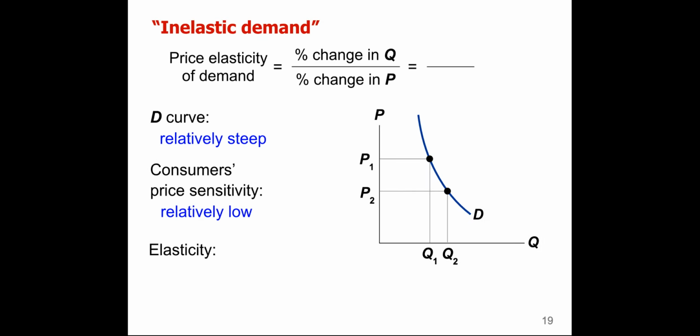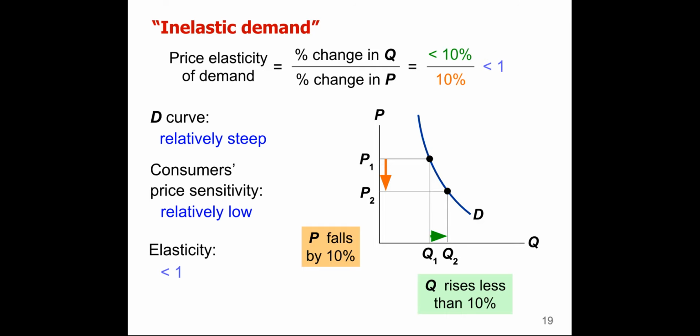This is an example of a more typical inelastic demand line. You have a downward sloping demand line here, but it's pretty close to vertical. It's fairly steep. And here we dropped price. If we drop this price by 10%, you'll notice that quantity demanded did not go up by more than 10%. It went up by something smaller than 10%. And so your elasticity is going to be underneath 1. And because of that, we call this an inelastic demand line or an inelastic market.